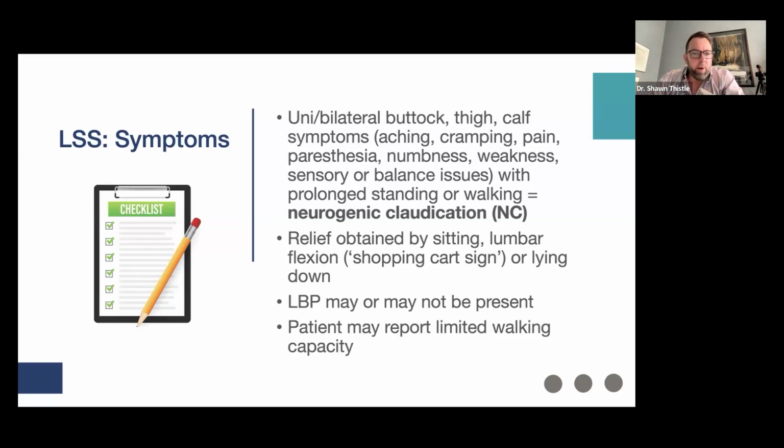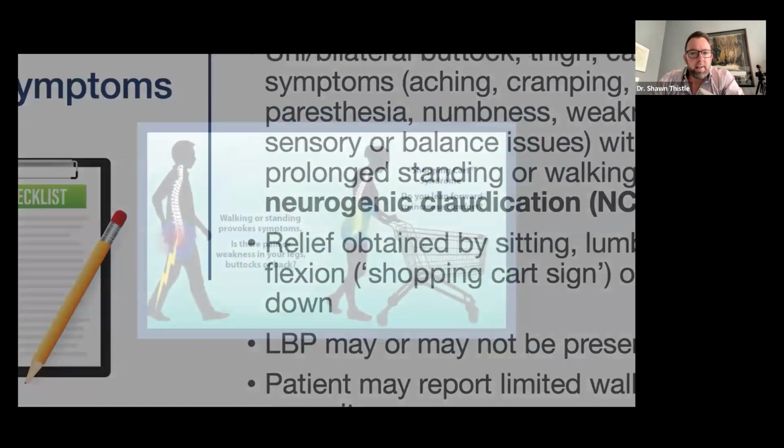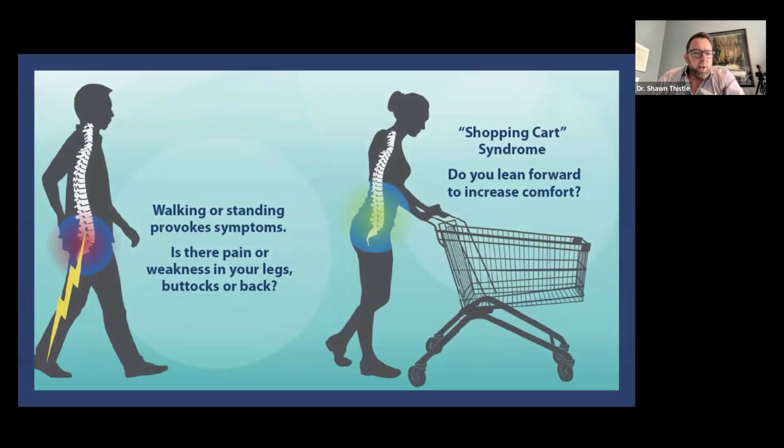And again, they may report limited walking capacity. This is the shopping cart sign. Patients will have walking or standing for a length of time provokes their leg symptoms or their back pain or both. And usually, to point us to a diagnosis here, we do need some symptoms in the legs.